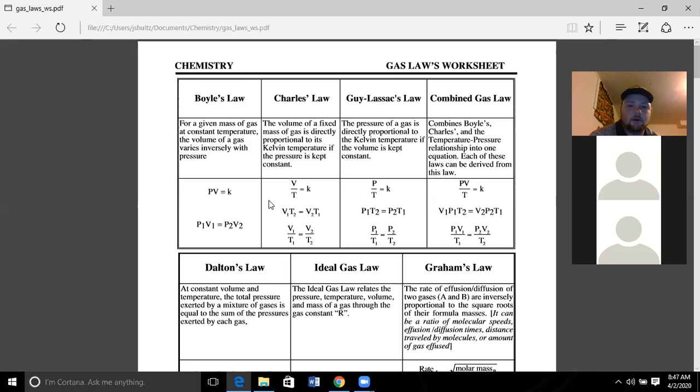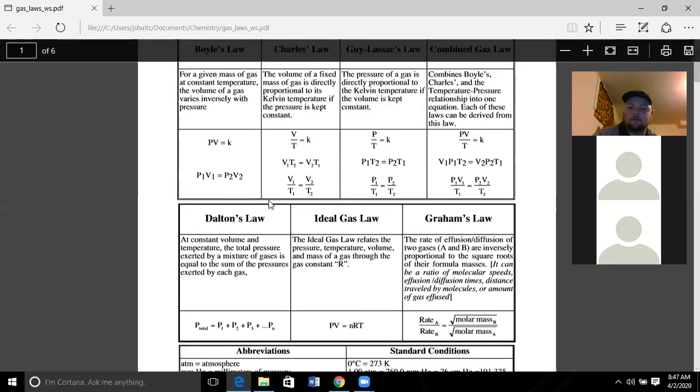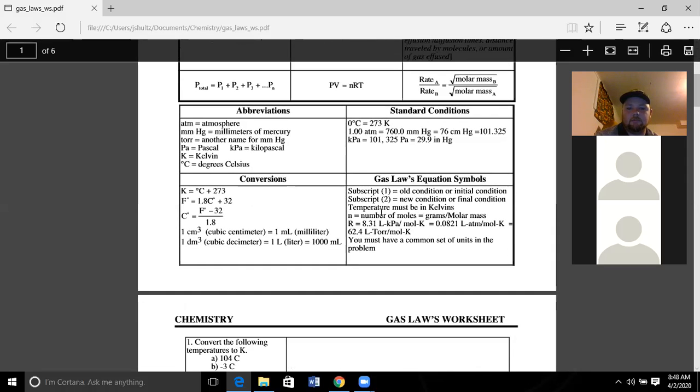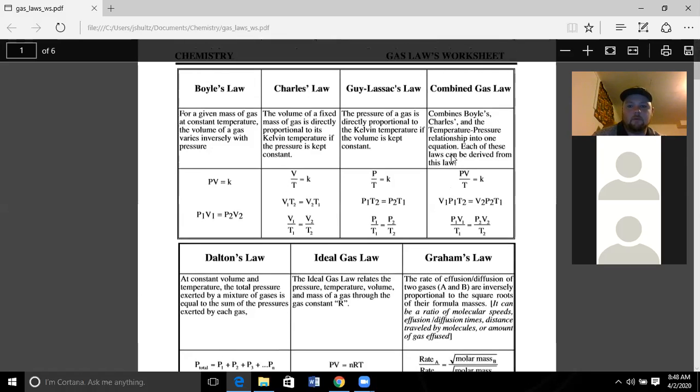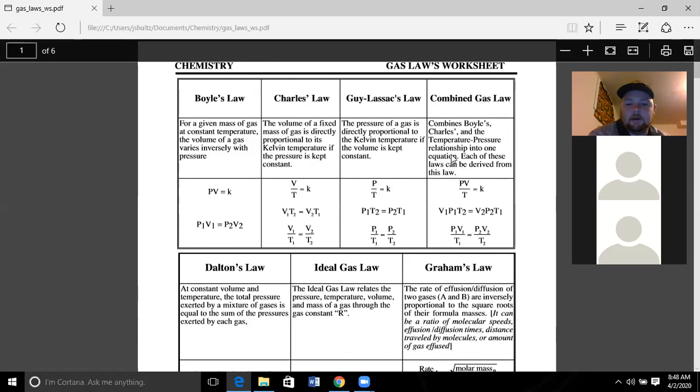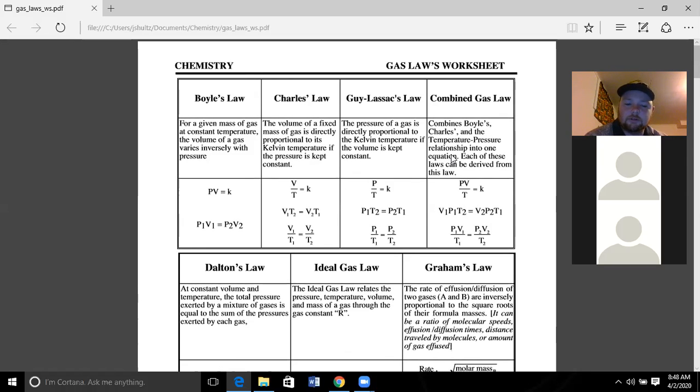All right. And so some of these, I think where some of you guys were running into problems is that we might not have been using the correct R at times. So you might have been using the one for kilopascals, when you should have been using the one for atmospheres, or the one for torr, okay? Because there are several different ways that you can measure pressure, okay? So I believe that might have been one of the main things that you guys were running into. So we'll just work through those and double check some of those answers.